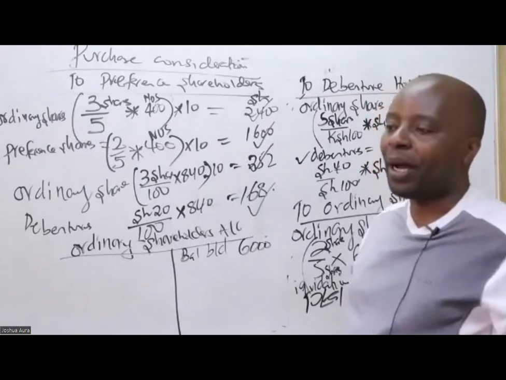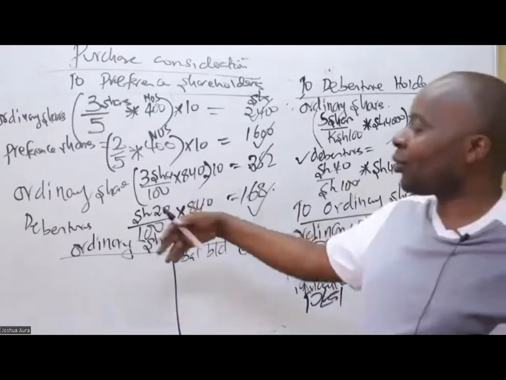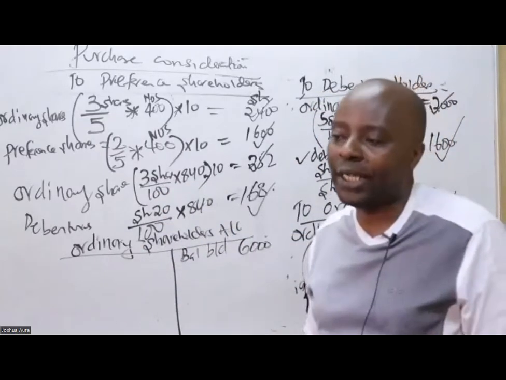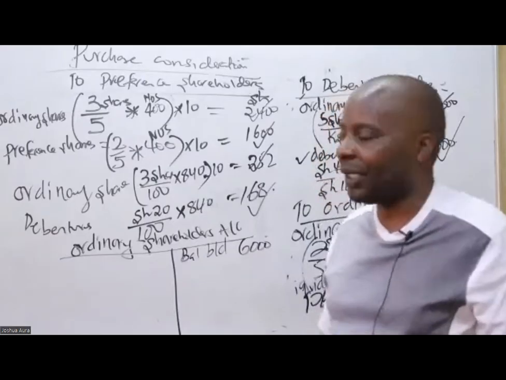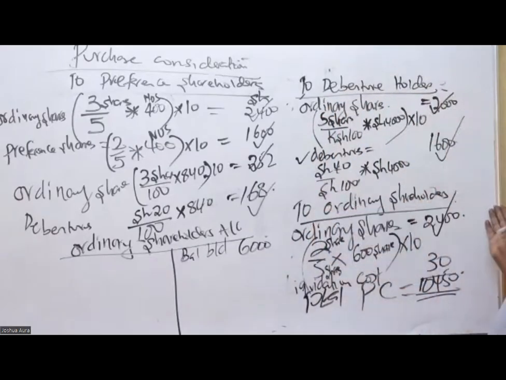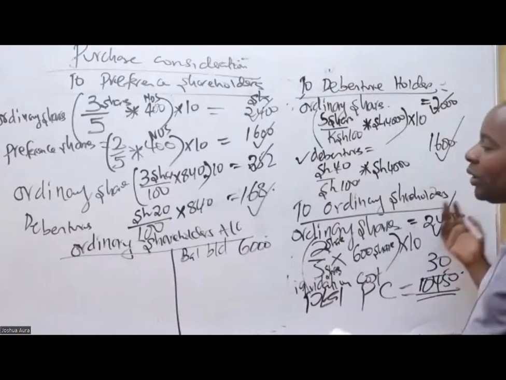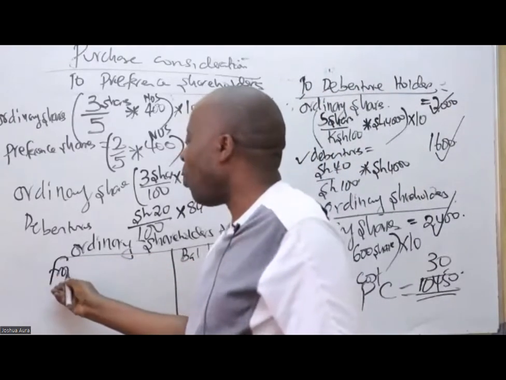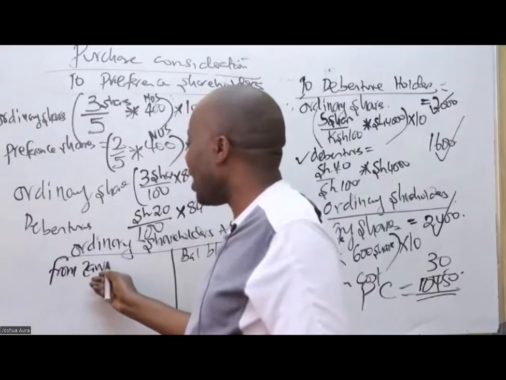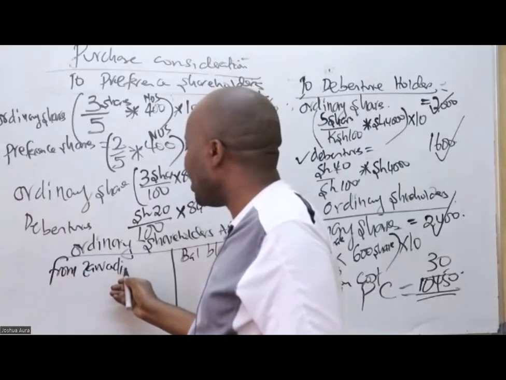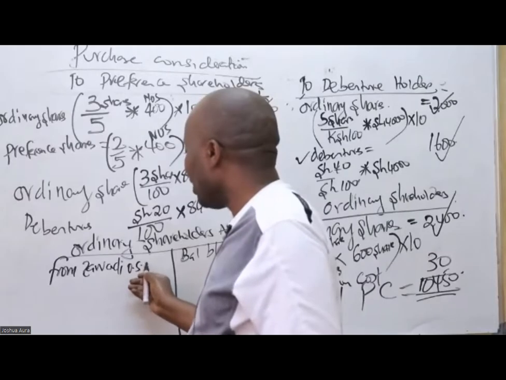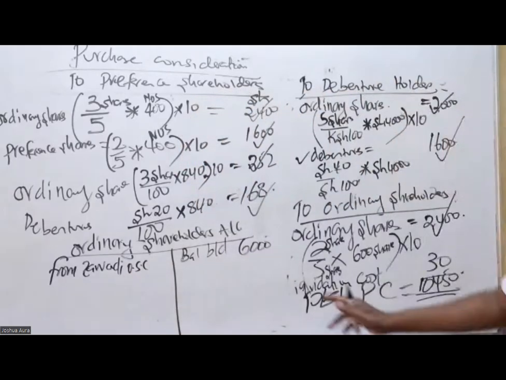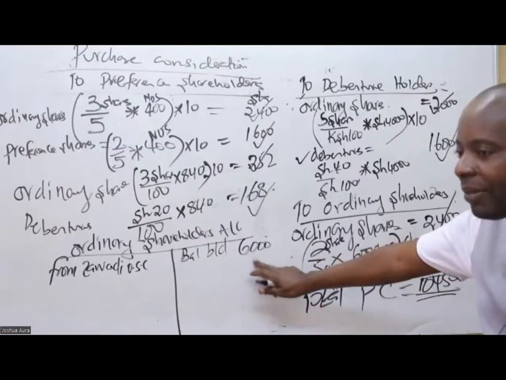But remember, they are not going home just like that. They have gotten something from Zawadi Limited. Zawadi has given them something. You can see here to ordinary shareholders, they have gotten something. So you say here from Zawadi. From Zawadi, they got some ordinary shares. They got some ordinary shares worth how much? Zawadi gave them something, which of course should go towards reducing their balance here.